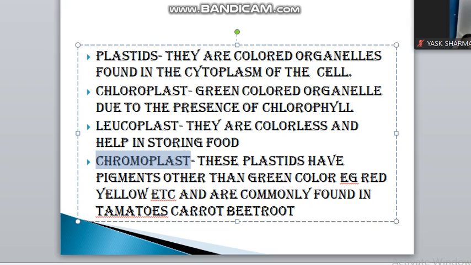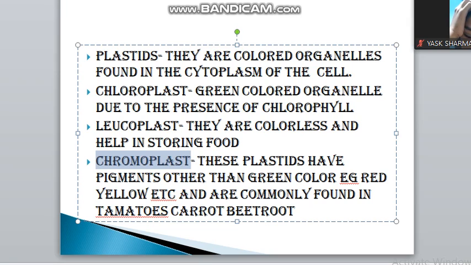That is a very important question for 3 marks. What are plastids? What are the different types of plastids? Plastids are the colored substances found only in the plant cell. Three different colors are there: green, colorless, or all the colors except green. Green pigment plastids are named chloroplast. Colorless ones are named leucoplast. And whatever colored pigments are there other than green are named chromoplast. That is a very important question for 3 marks.